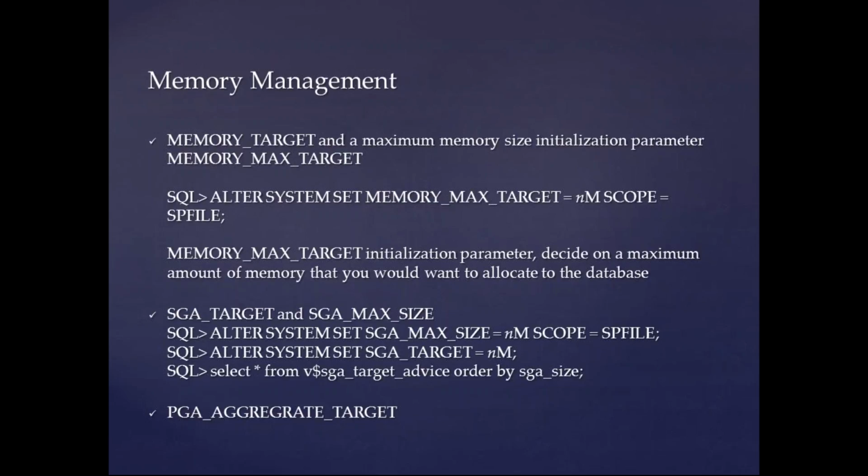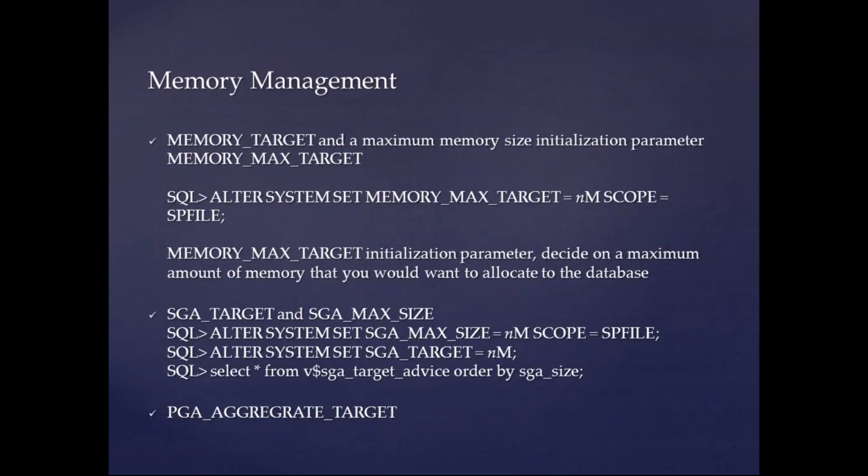So I am putting memory max target as 12 GB and memory target as 10 GB. It means that I have reserved 12 GB for the database, but right now I'm using 10 GB only, because currently the database doesn't require 12 GB. 10 GB is more than enough, so that other processes or the operating system can take up this 2 GB for better performance.